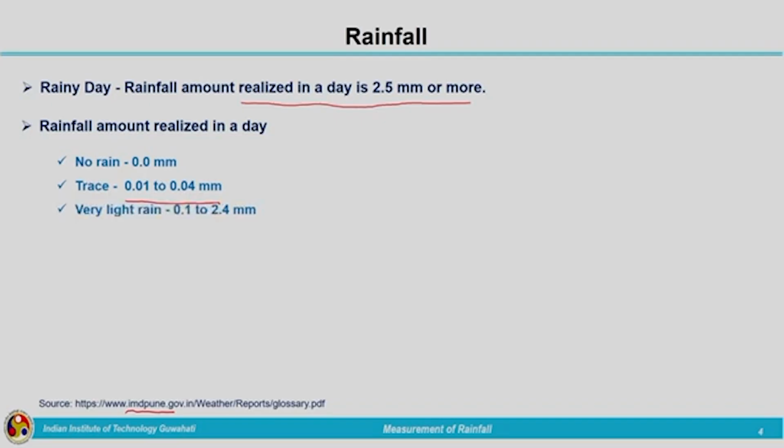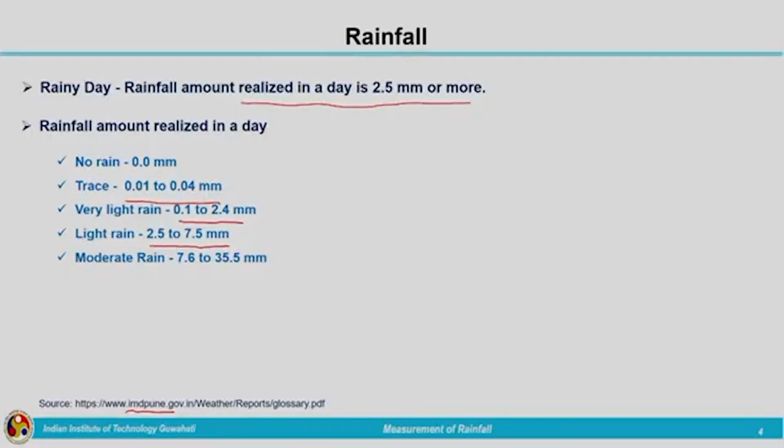Then very light rain. The next classification is very light rain. The range varies from 0.1 to 2.4 millimeters. Then comes the light rain. Light rain is the rain which has a rainfall depth around 2.5 to 7.5 millimeters in a day. The intensity for a light rain is 2.5 to 7.5 millimeters per day.